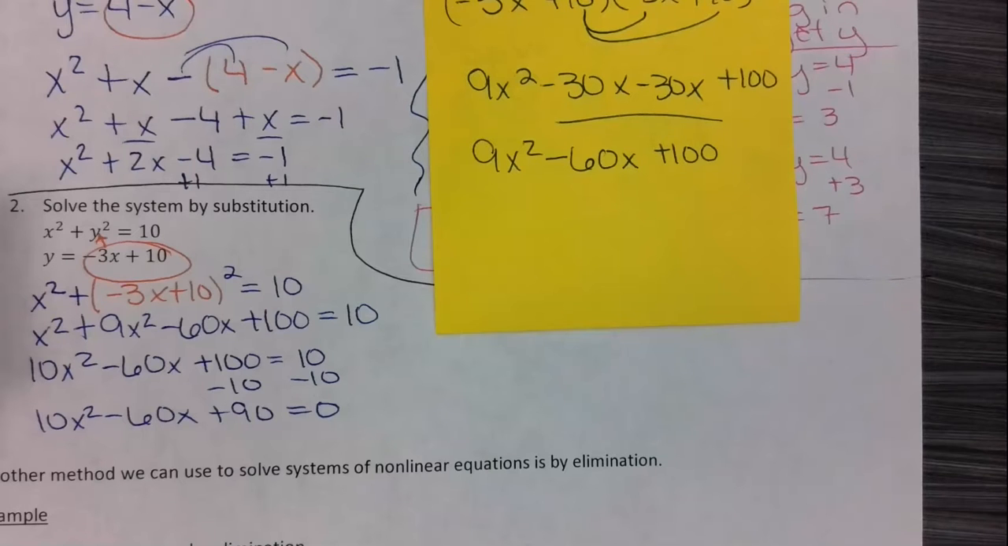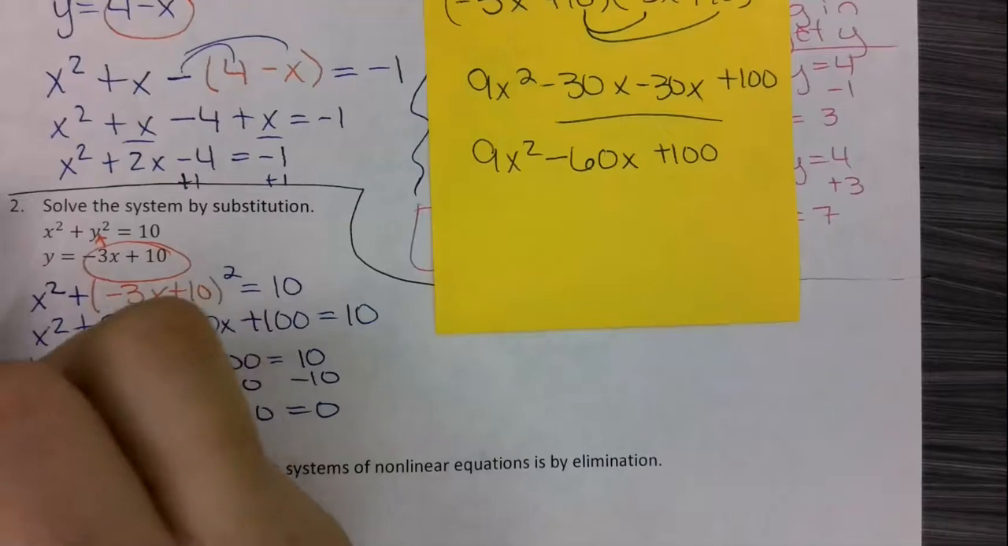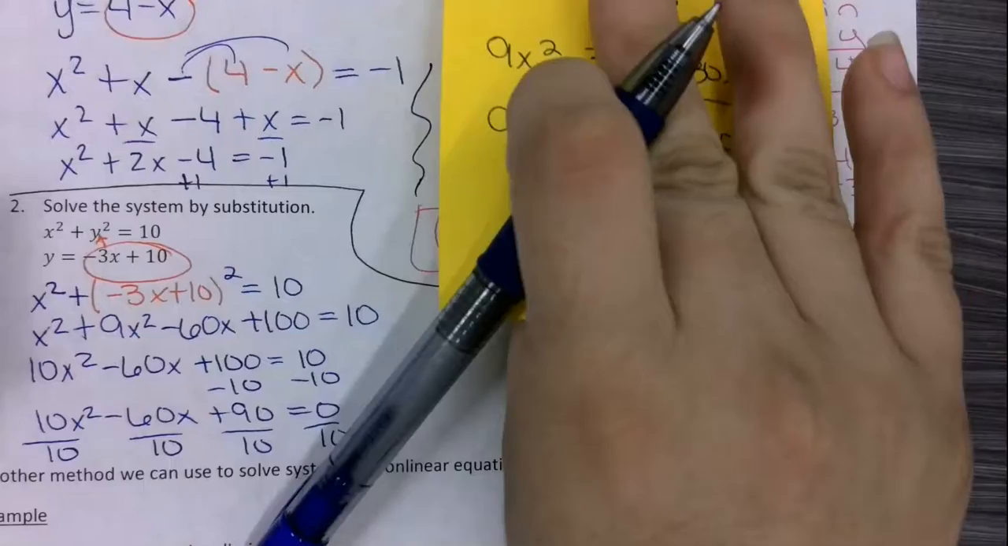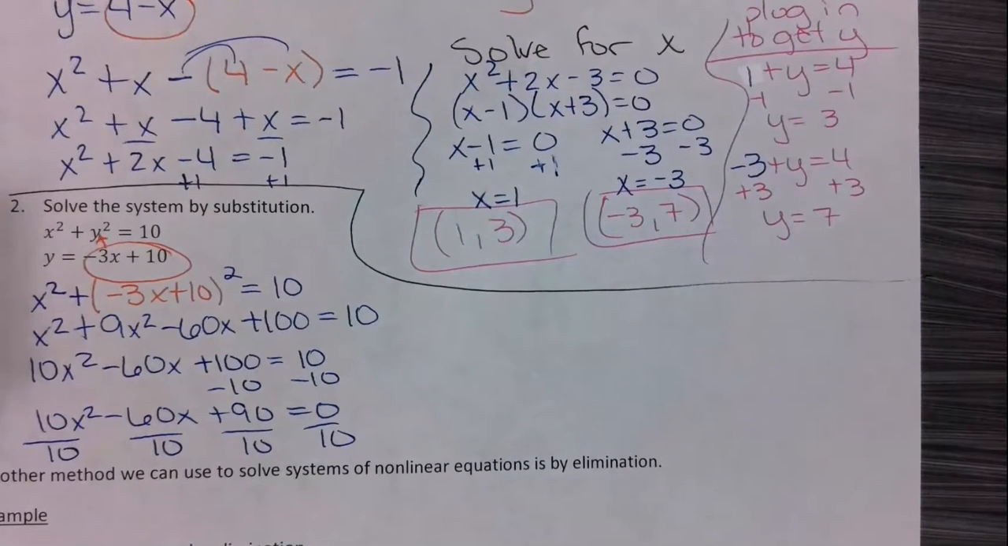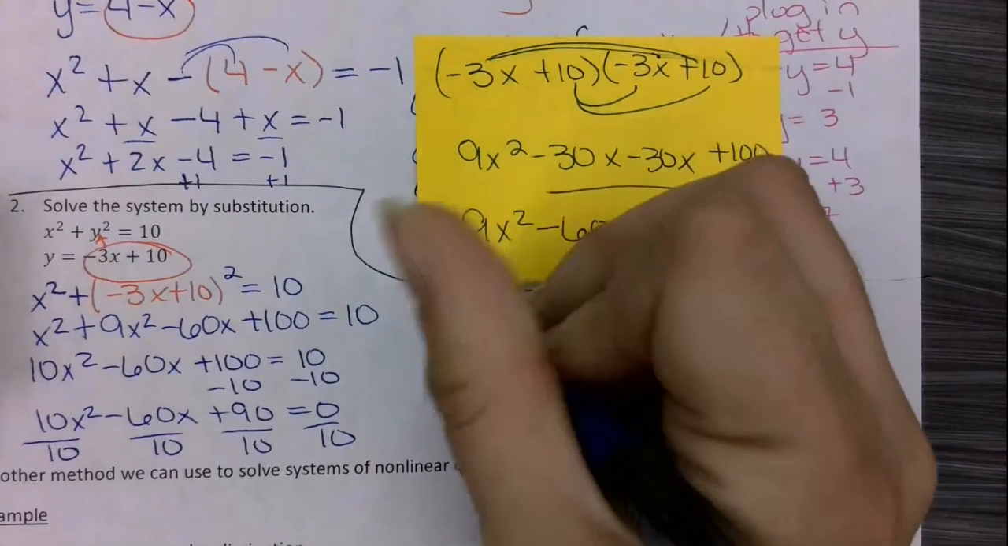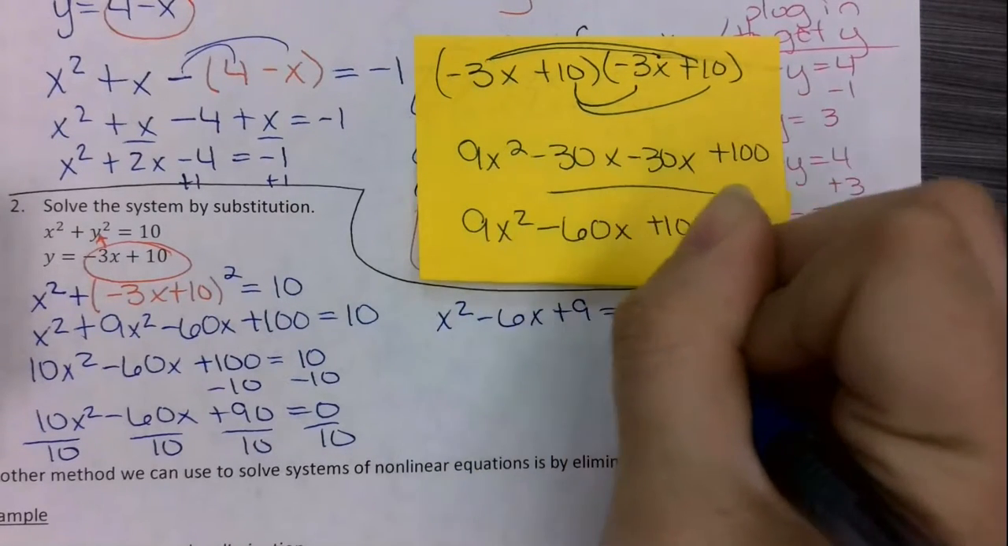Okay, what can I do? Do I want to use the quadratic formula like we learned yesterday? I was wondering, do you want me to do that? Or is there another way you see? Or something special about the equation that you notice? Yeah, what number? 10. So everything gets divided by 10. So I have x squared minus 6x plus 9 equals 0.